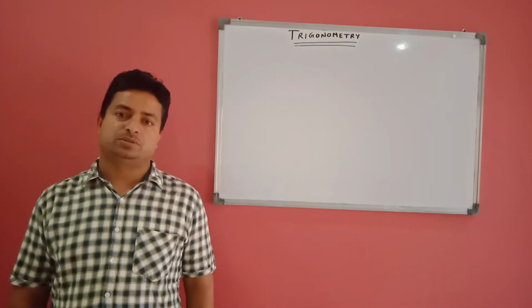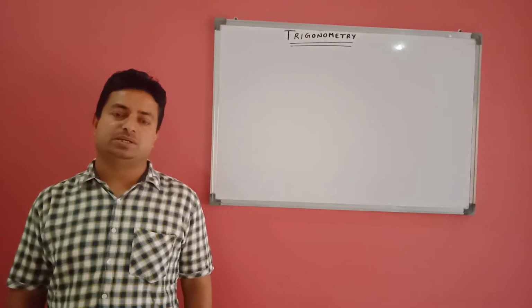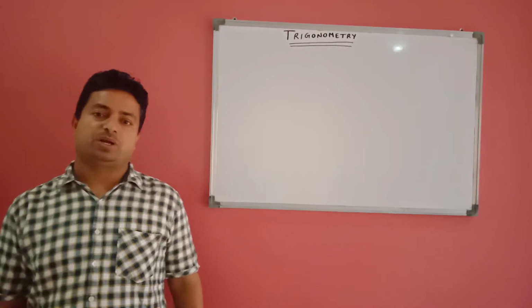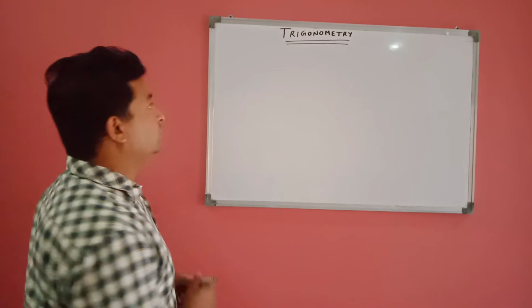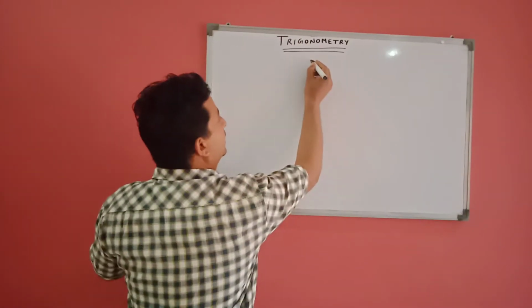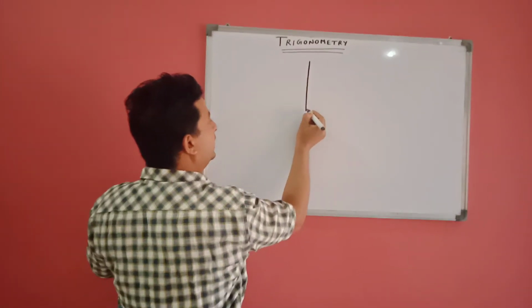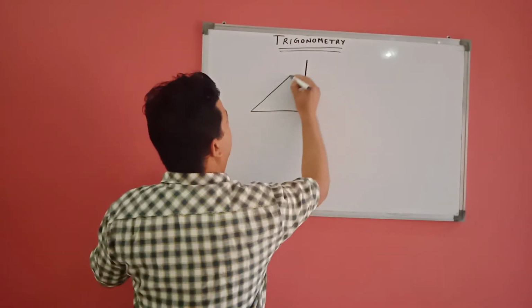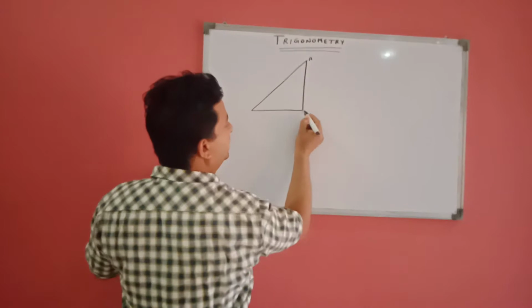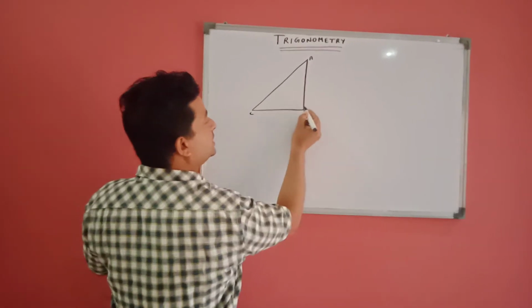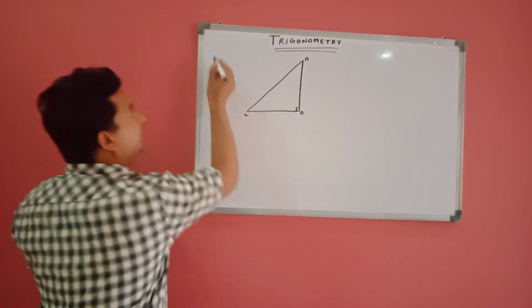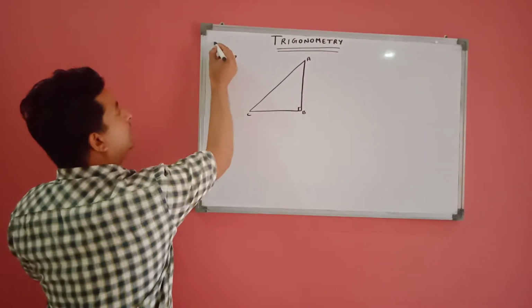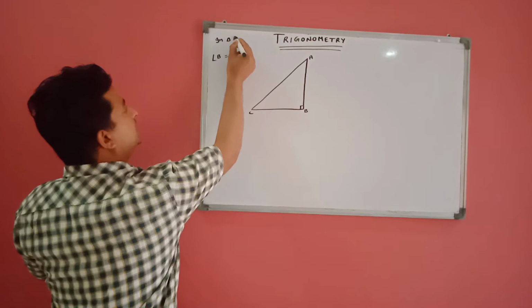Hello students, today we will discuss some basic concepts of chapter number 8, trigonometry, of class 10th. As we know, in right angle triangle ABC, which is right angled at B, angle B is equal to 90 degrees in triangle ABC.